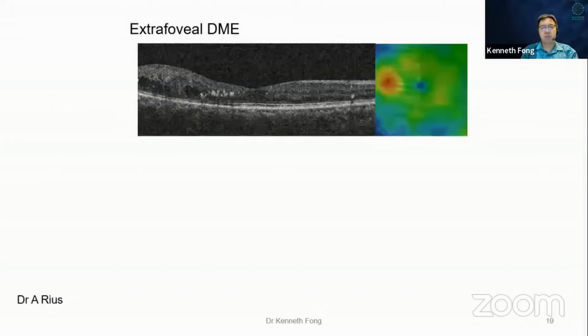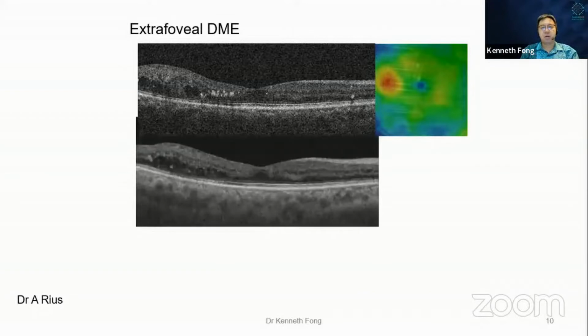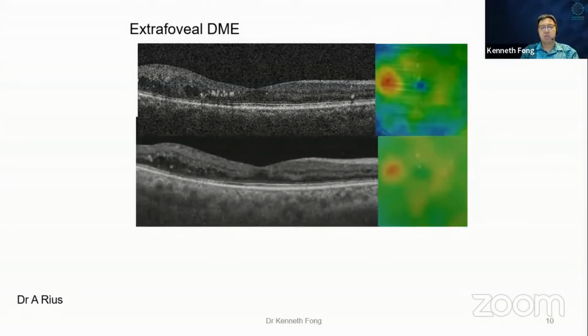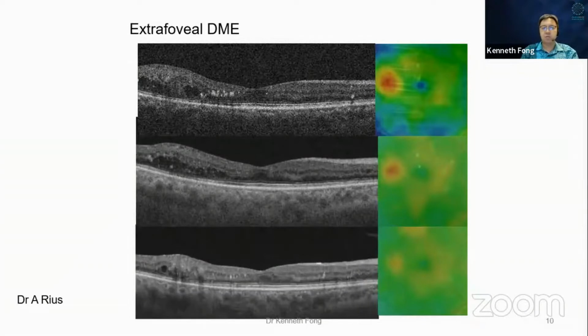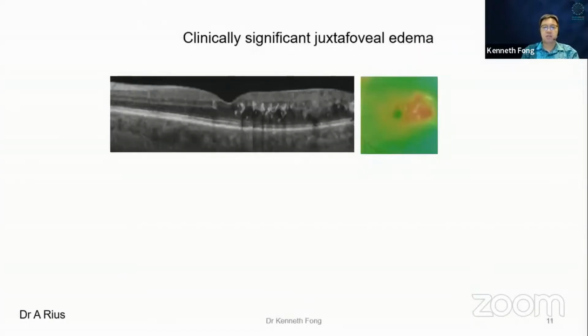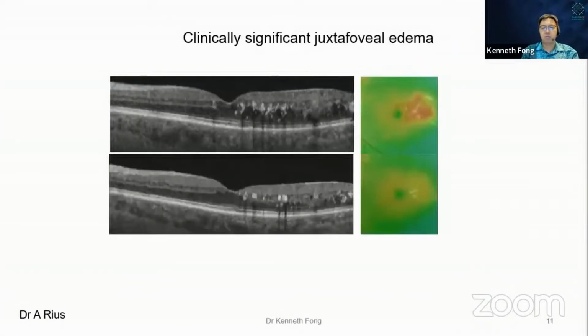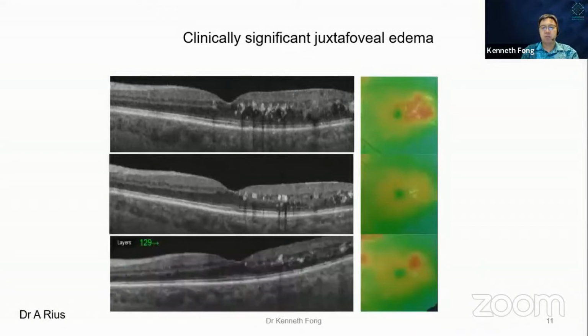Here are some useful cases that Dr. Alejandro Rios from Spain has published, and I think it's very useful to share. Here's a case of extrafoveal edema. At 1 month after subthreshold laser, you see a reduction in the thickness, and at 3 months, there's further reduction with no need for any anti-VEGF treatment. Here's a clinically significant juxtafoveal edema: 1 month after treatment, a good response, and 3 months after treatment, further reduction with no need for any anti-VEGF treatment.